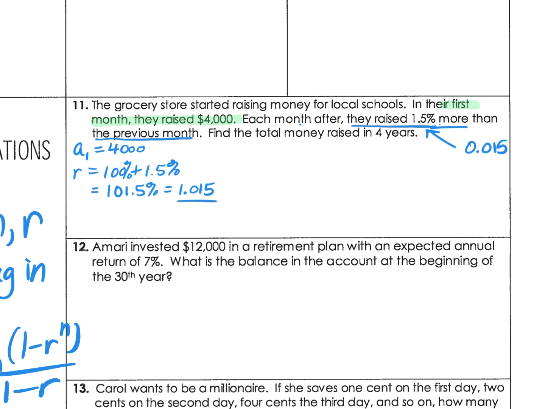If it were going down, instead of adding to 100, we would subtract. Let's say it went down by 5% every year, it would be 0.95. 100 minus 5%. Switch to a decimal. And then N. Keep reading. Find the total money raised in 4 years. What is N?